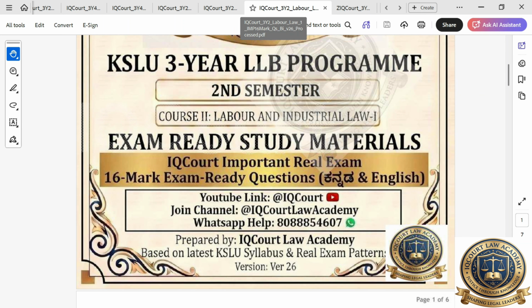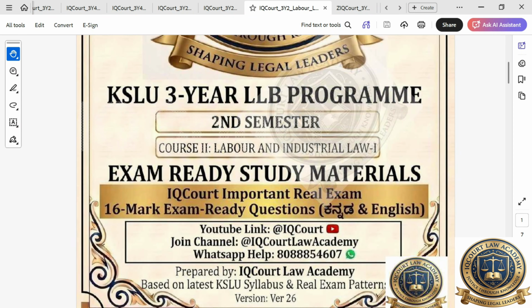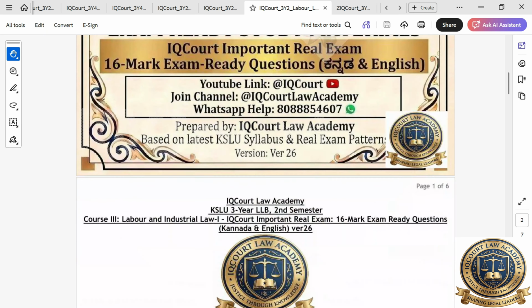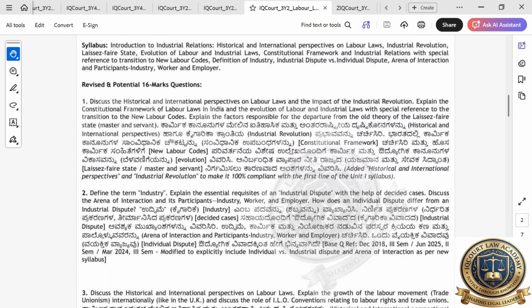Next, I am showing you the real exam questions. What are the important real exam questions? These are all real exam questions that appeared in previous exams. We have modified them according to the syllabus, and we have covered all the important text which actually comes in the exam, so that you will get the questions only from our question bank.